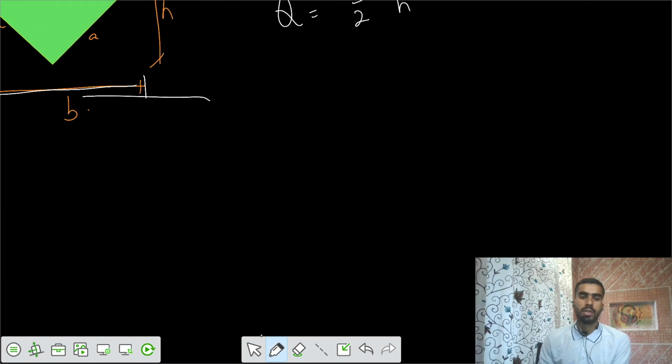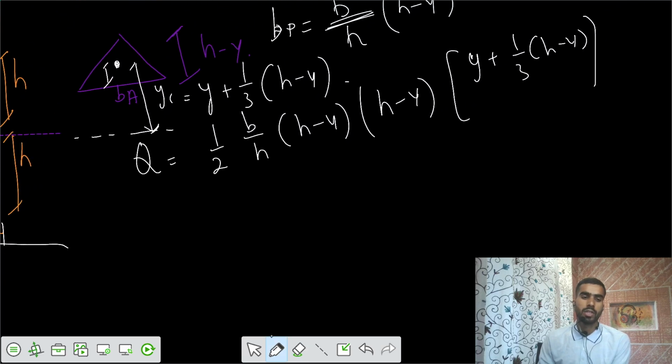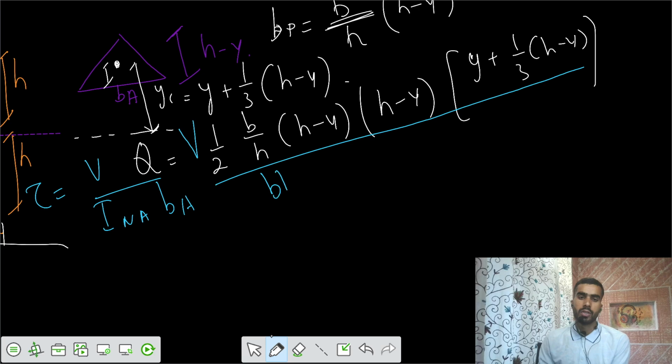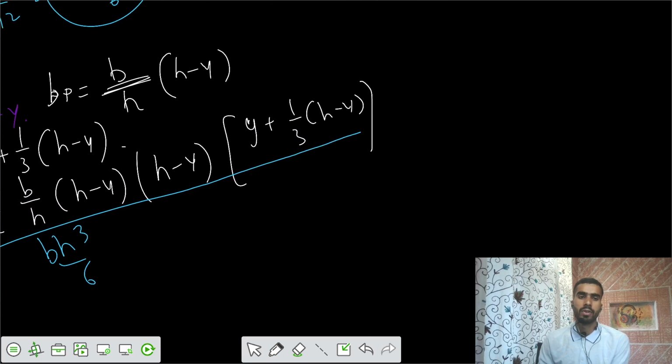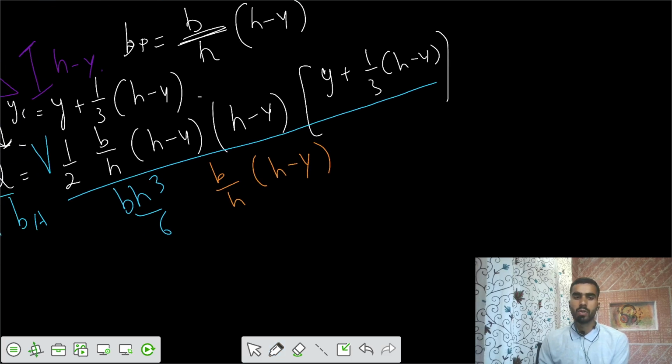So I would say the shear stress is equal to V Q by I neutral axis into the width at that location A. So I got the value of Q here. If you multiply V and then divide by bh cube by 6 and the width at A. What is the width at A? The width at A equals b by h into h minus y. So you get this equation.